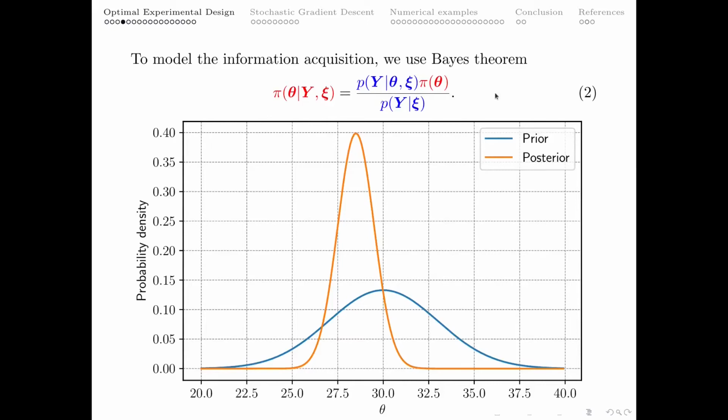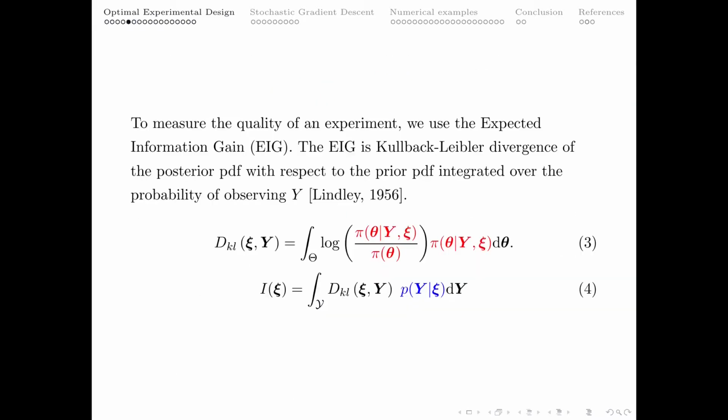Then to incorporate the information that we acquired from the observations into our parameters of interest, we use the Bayes theorem here, where we get a posterior distribution from the observations that we make. Then to measure the efficiency of the experiment, we consider the expected information gain, as previously said, which is the Kullback-Leibler divergence of the posterior with respect to the prior, integrated over the probability of observing Y.